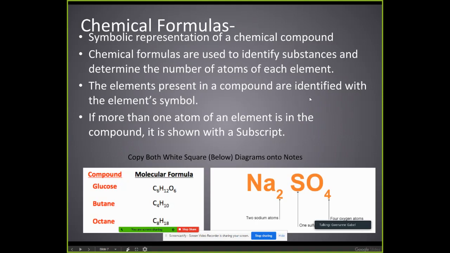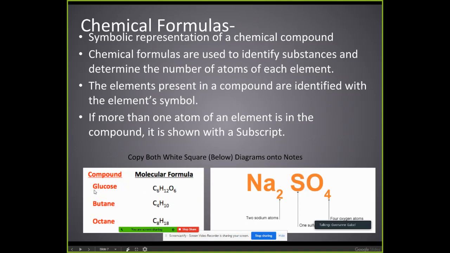The elements present in a compound are identified with the chemical symbol, which is always going to start with a capital letter, and sometimes there will be a little letter. So this is one element, this is one element, and this is a third element. If there is more than one atom of an element, like here, then you have a subscript. So there are 2 atoms of sodium, so we put a subscript there. There are 4 atoms of oxygen. When we don't have more than one, we don't write a subscript. So when there is only 1 atom, we write the chemical symbol.